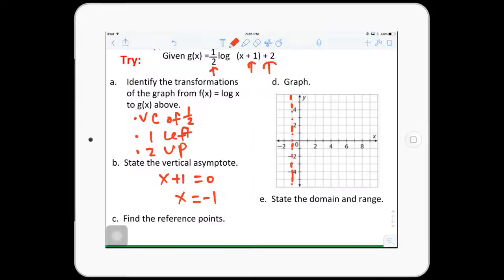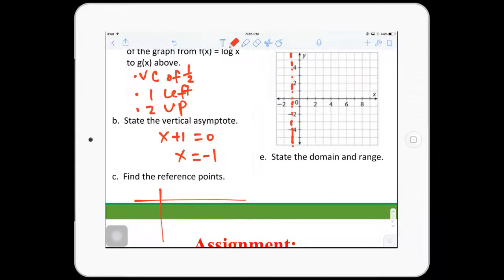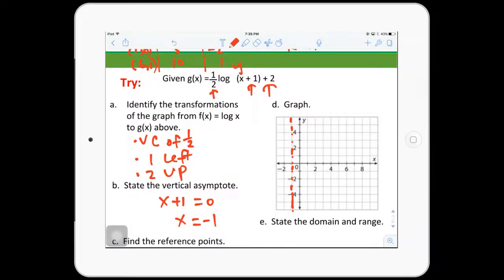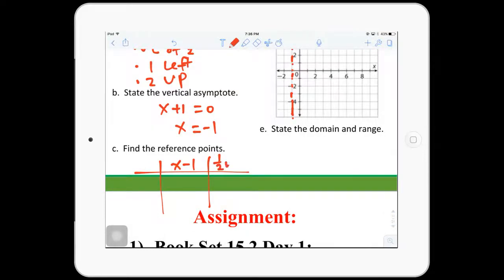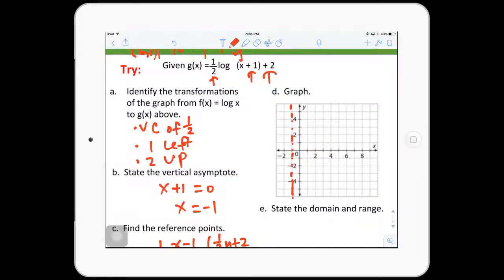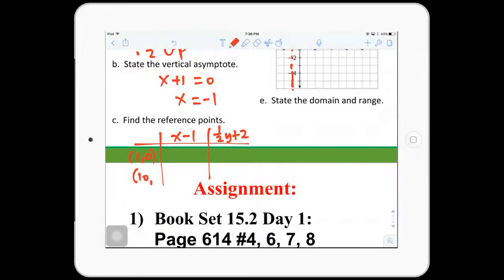So here it is, the vertical asymptote. And then the reference point is going to be using the formulas again. Going 1 unit to the left is going to be x minus 1. And then from the equation, we have 1/2 y plus 2. So it's 1/2 y plus 2. And the two reference points are, again, 1, 0. And the base is actually no number there. But remember, that's a 10 right there. So it's 10, 1. And using those 2 points, we're going to obtain our points. And that's 0, 2, and 9, 2.5.